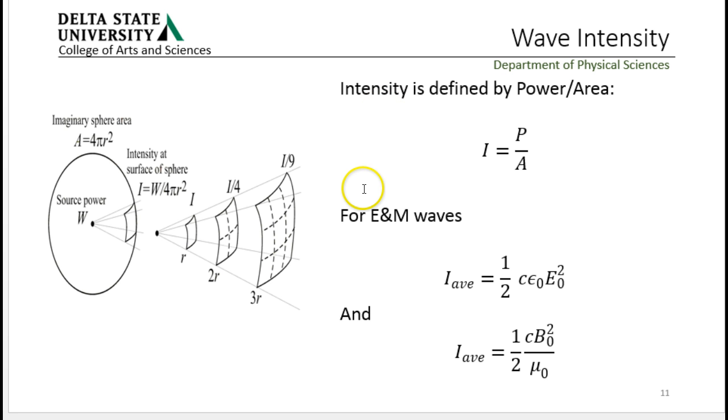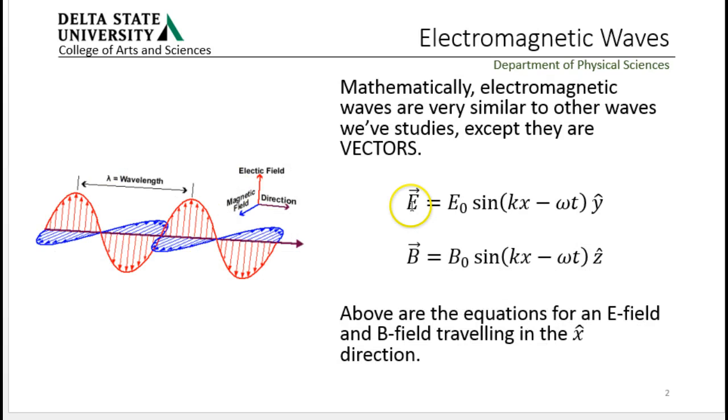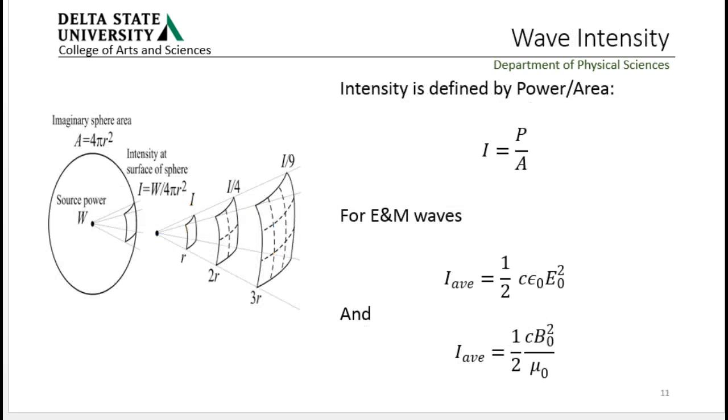Well, for E&M waves, or electromagnetic waves, the average power can be written as 1/2 speed of light times epsilon naught times the peak electric field intensity squared. All right? So if we go back and take a quick look at the wave equations, the E field is E naught sine of kx minus omega t in the y direction. The B field is B naught sine of kx minus omega t in the z direction. So this maximum field strength, E naught and B naught, shows up again later when we're talking about the intensity.